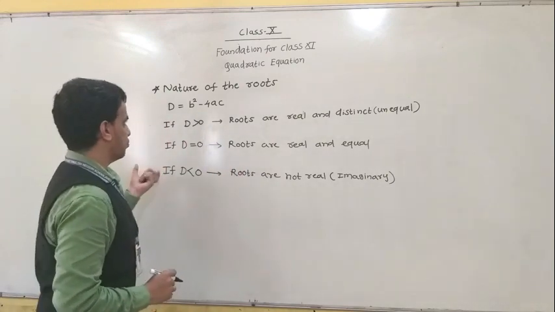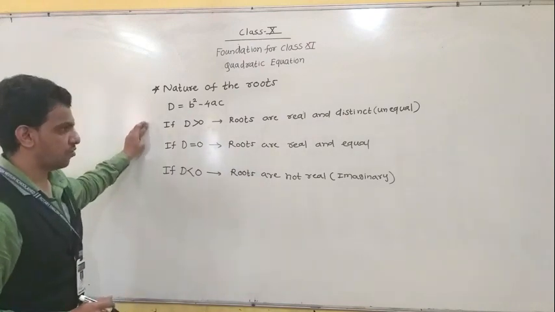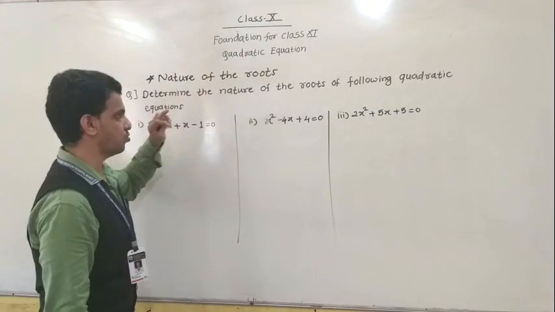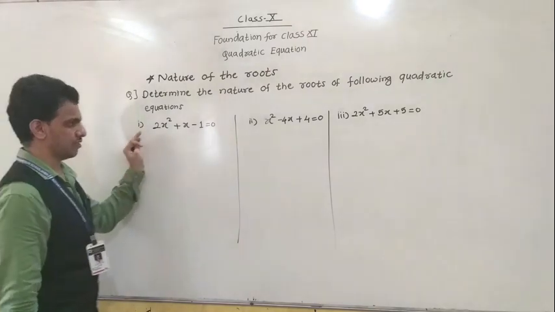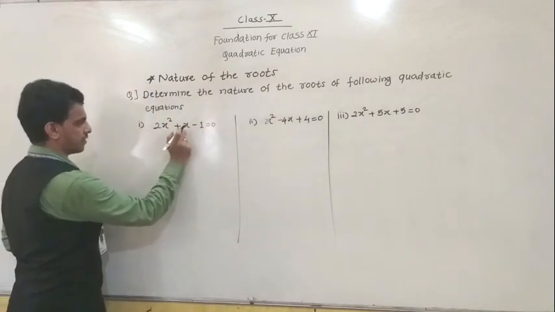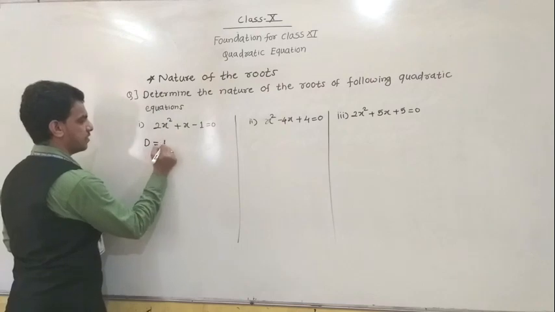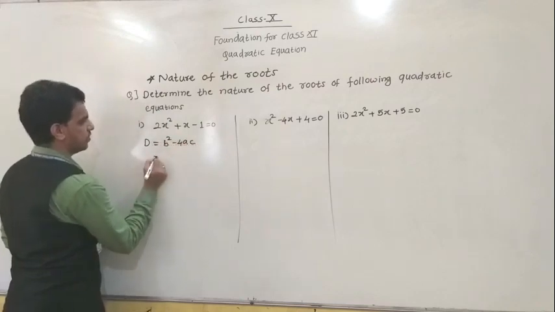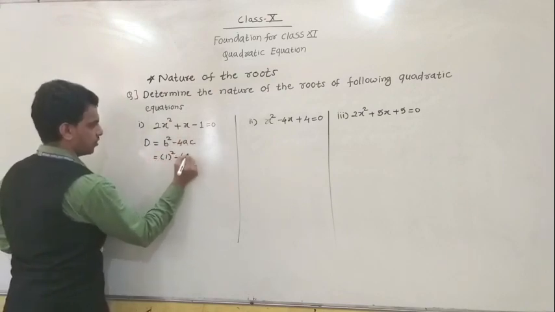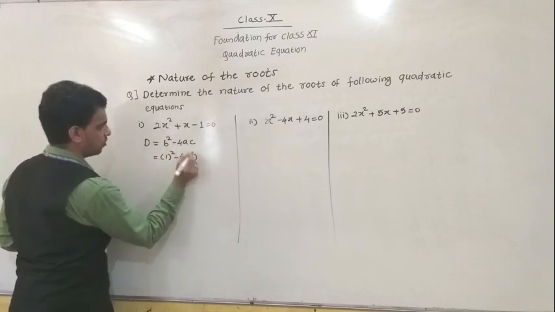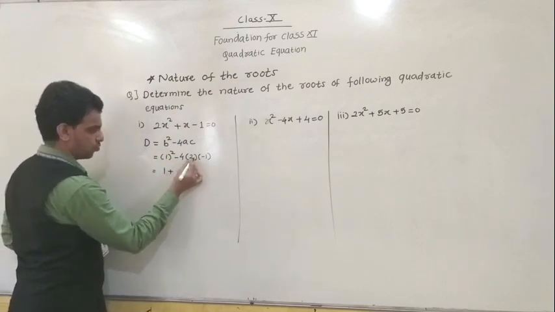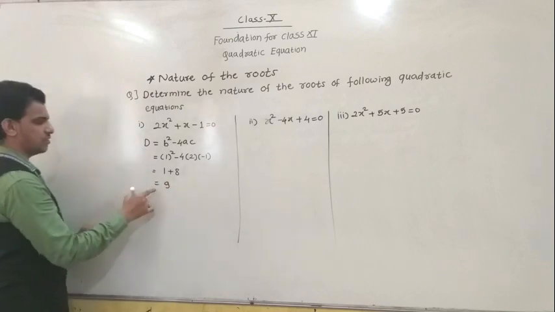Okay, so we will take some examples for finding the nature of the roots. Now we will take the question: determine the nature of the roots of the following quadratic equations. So here are three quadratic equations. We have to find the nature of the roots. The first one is 2x square plus x minus 1. So we have to find the discriminant, that is D is equal to b square minus 4ac. Here b is the coefficient of x, that is 1. So 1 square minus 4 into a, the coefficient of x square, that is 2. And c is the constant term. So 1 square is 1, minus minus plus 4, 2s are 8. So 8 plus 1 is 9.